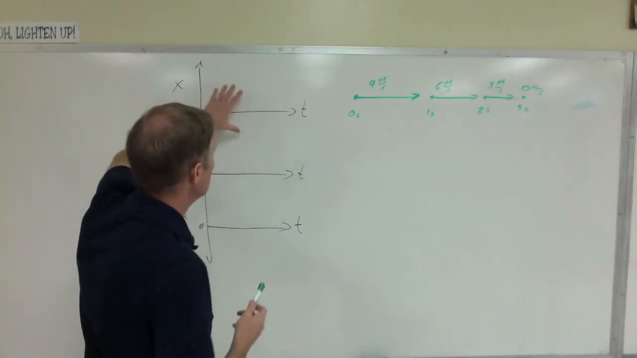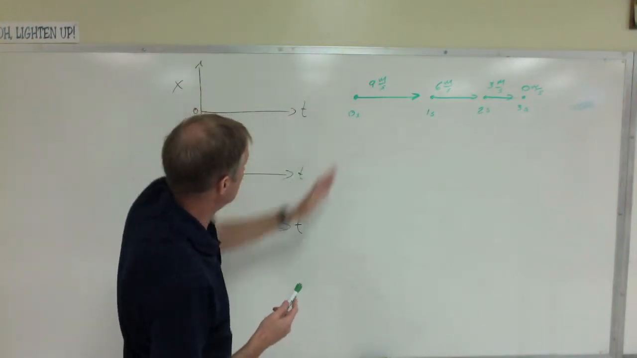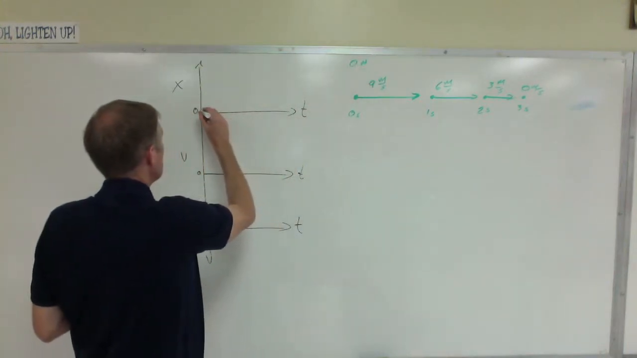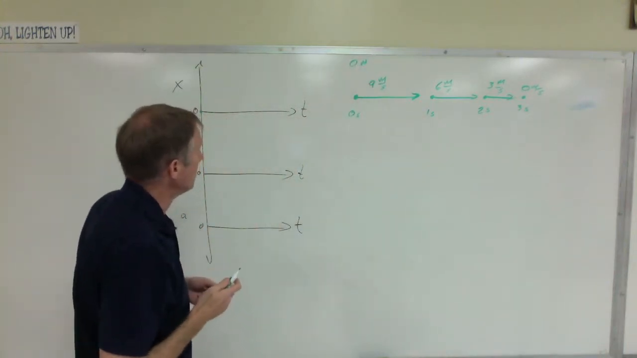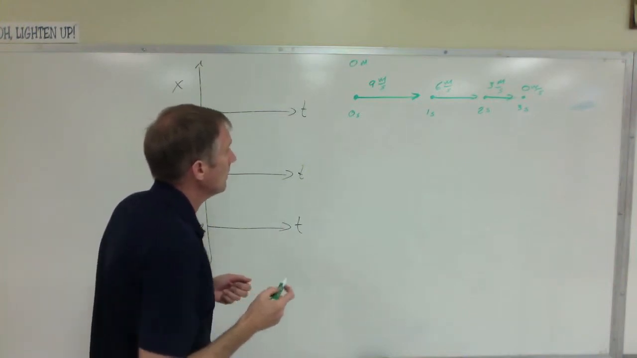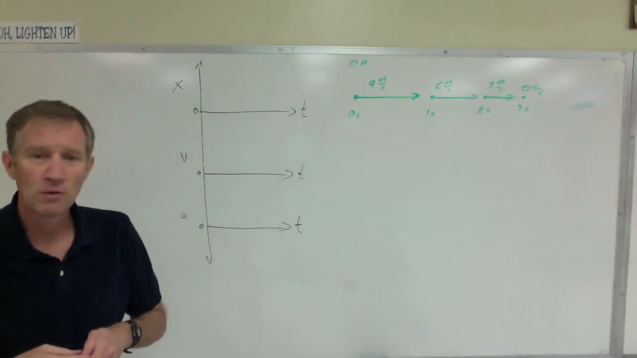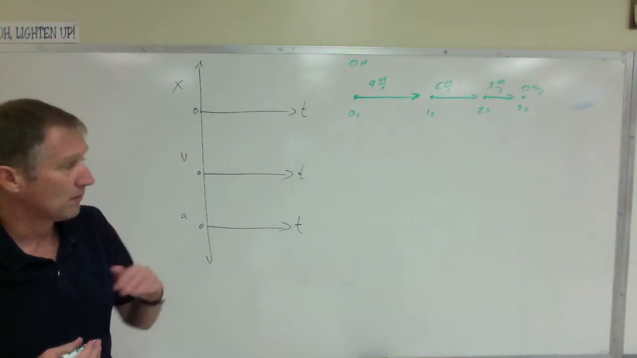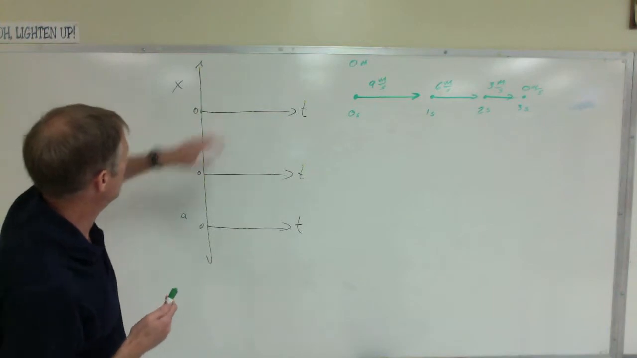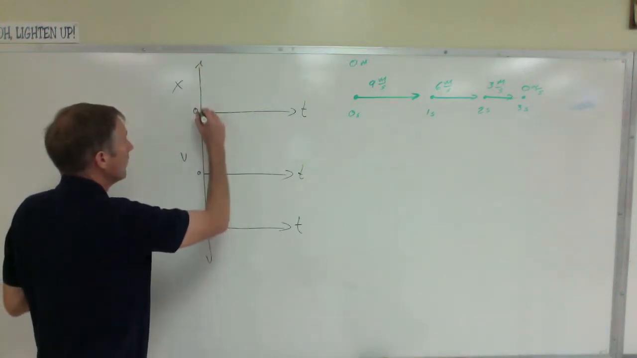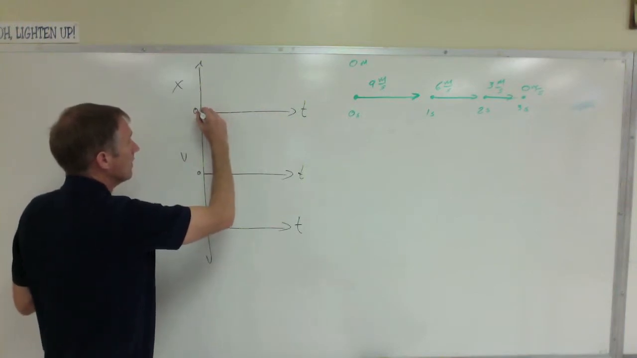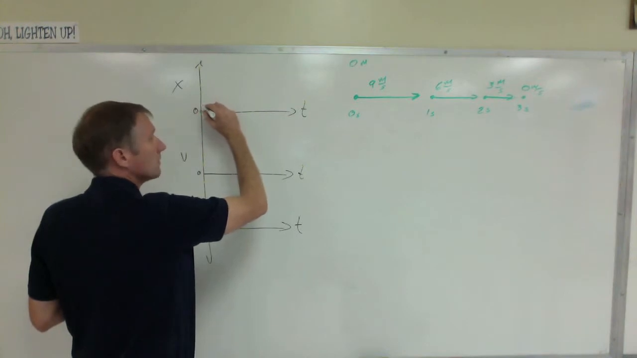Well, I'm going to call this 0 meters. So if we started right here at 0 meters at 0 seconds, any accelerated motion, constant acceleration, is going to be represented by a parabola on the position time graph. So that would look something like this.